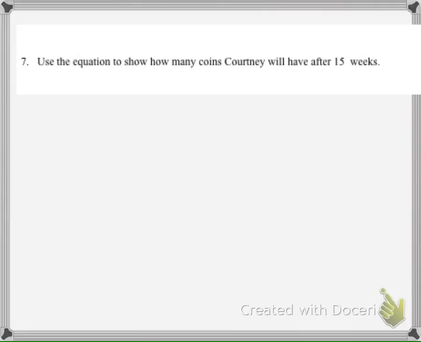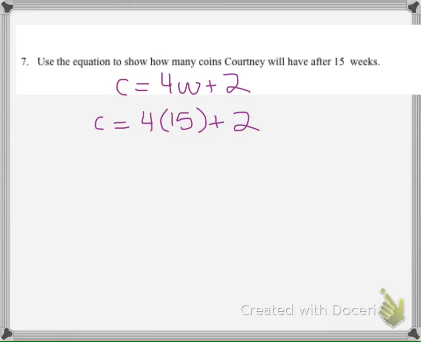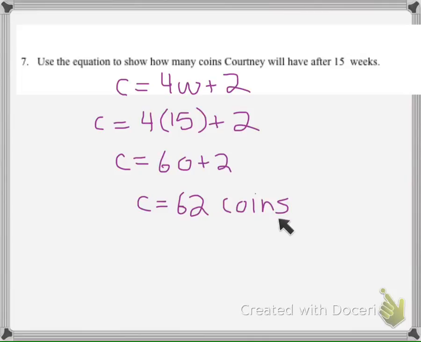Okay, use the equation to show how many coins Courtney will have after 15 weeks. I like to start with my equation so I know where to put which numbers. So it's giving us 15 weeks, and weeks is W. So I'm going to substitute in 15 for the W. And now I simply get to do some math. 4 times 15 is 60, and plus 2 is 62 coins. So in 15 weeks, she would earn 62 coins.